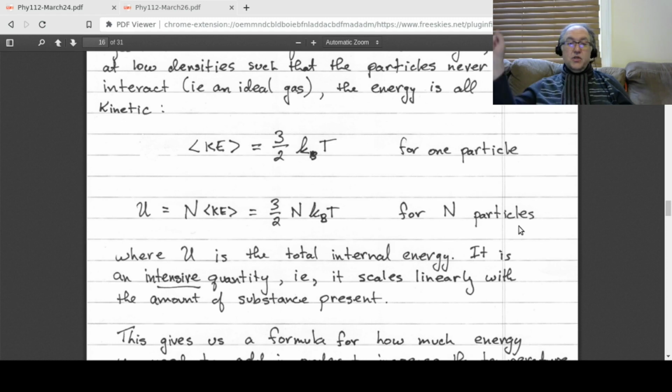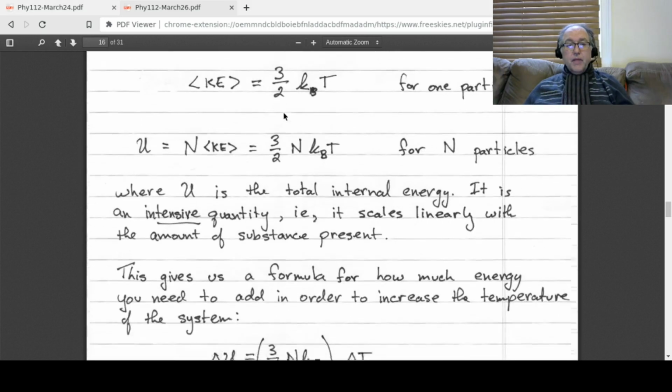if you have n particles. Basically you're just adding up all the energies of each of the particles, and that'll add up to n times the average of any one of the particles. I think that's pretty obvious. So it's an extensive quantity, meaning that the more gas you have, the more internal energy you have.